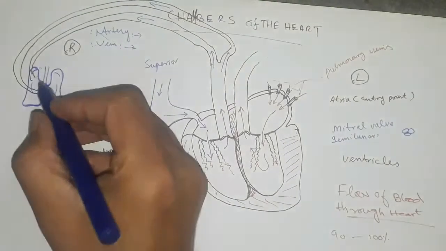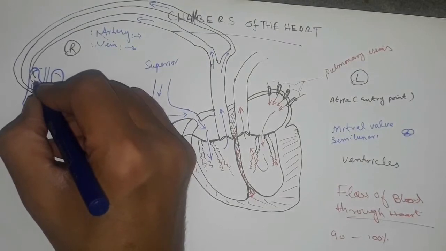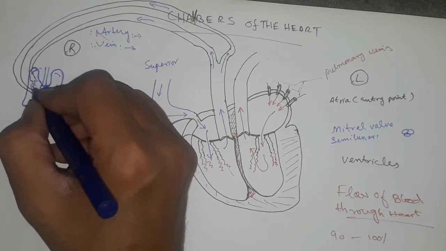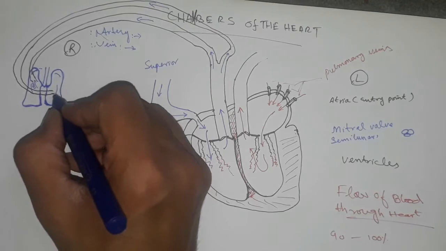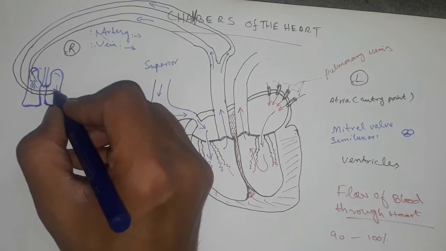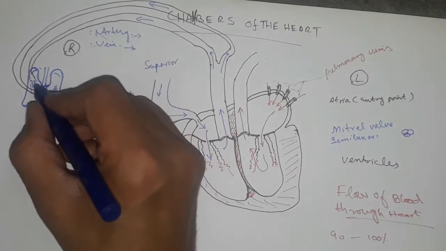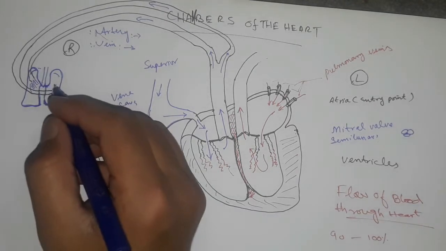In the lung, this artery will break into arterioles, and then into smaller and smaller vessels which are called the capillaries. This will again break into arterioles and capillaries. Now what happens at this point?